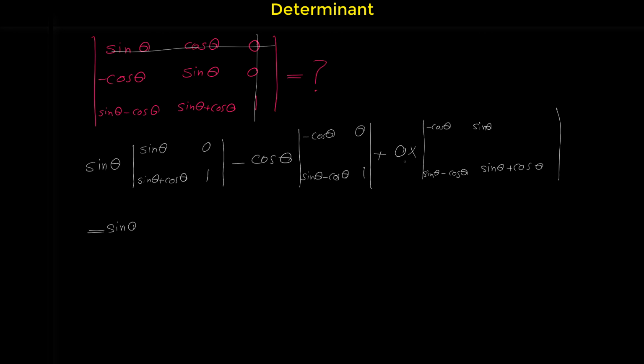Here we have sine theta times sine theta, 0 times this is 0, so sine theta times sine theta, minus cosine theta times this times this is negative cosine, and 0 times this is 0. So we have only minus cosine theta times negative cosine theta. And all of this is 0. So here we have sine squared theta plus cosine squared theta. Sine squared plus cosine squared, from one of the trig identities, is 1. So the determinant of this 3 by 3 matrix is 1.